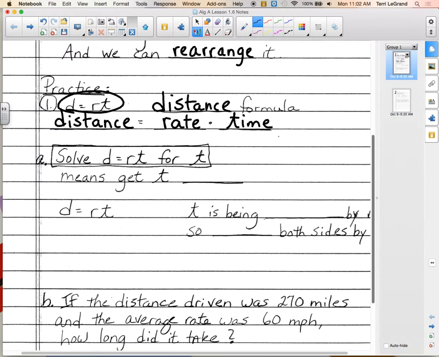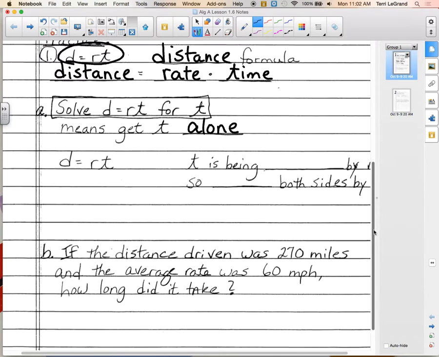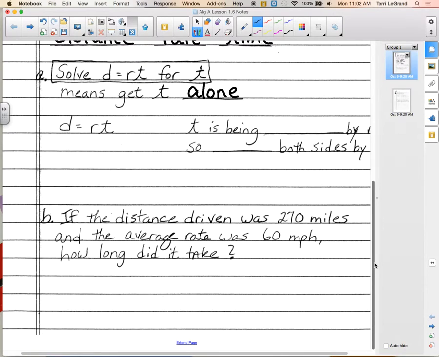So when they want us to solve it for T, what are they saying to us? It means get T alone. Get T by itself. Solve it for T. That's the indicated variable in this case. So we're going to write our formula down. D equals RT. I already have it there for us.